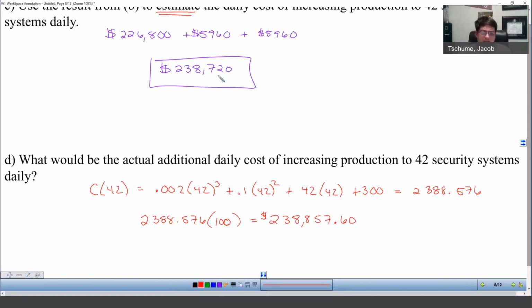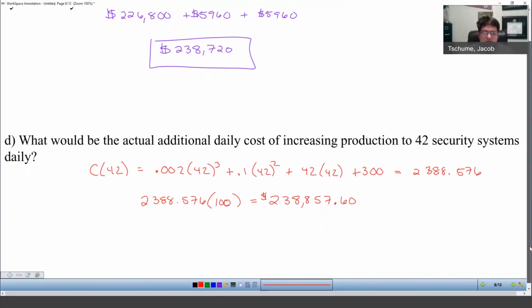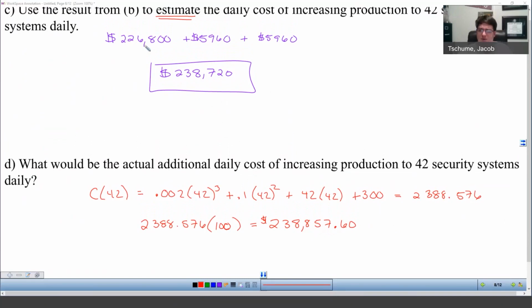Our estimate's off by about $137, but that's really not bad when the numbers are this large. Now, if it's actually asking you for the difference here, you would have to subtract this number minus the 226,800. If you subtract off the original cost, 238,857.60 minus the 226,800, the actual cost increase would be $12,057.60. So that's the actual increase for making the two.